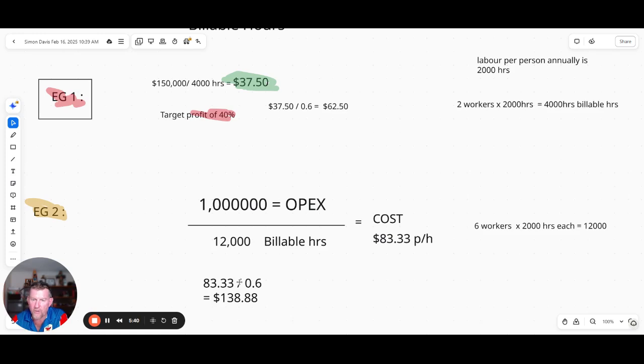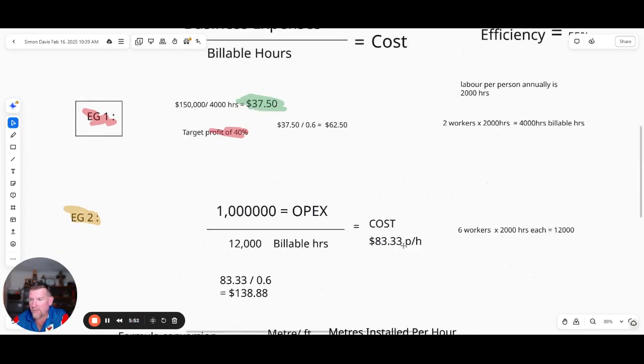Then we want the 40%, so we divide it by 0.6. Again, it gives me an operating cost, or a charge out cost now per person, of $138.88. So that's simple maths. You can just follow that one along. Makes it nice and easy.